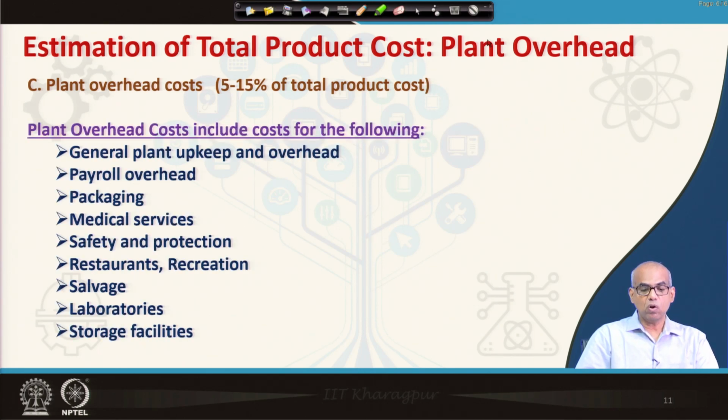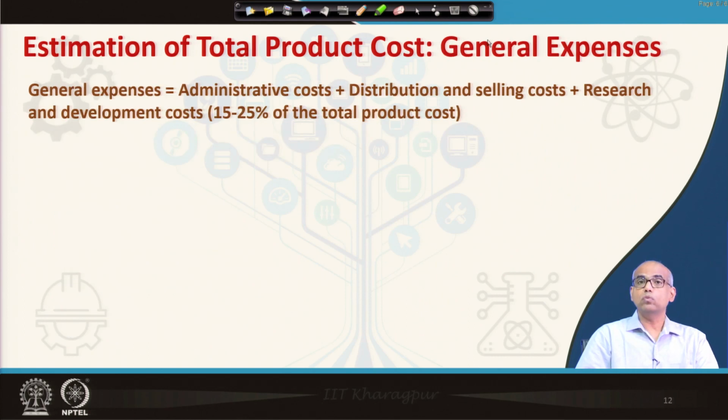And the plant overhead cost will include cost for general plant upkeep and overhead, payroll overhead, packaging, medical services, safety and protection, restaurants, recreation, salvage, laboratories, storage facilities, etc. Now, we talked about manufacturing cost. Now, general expenses.